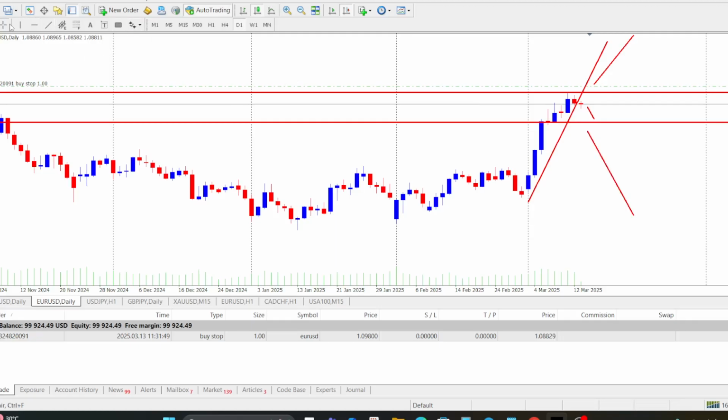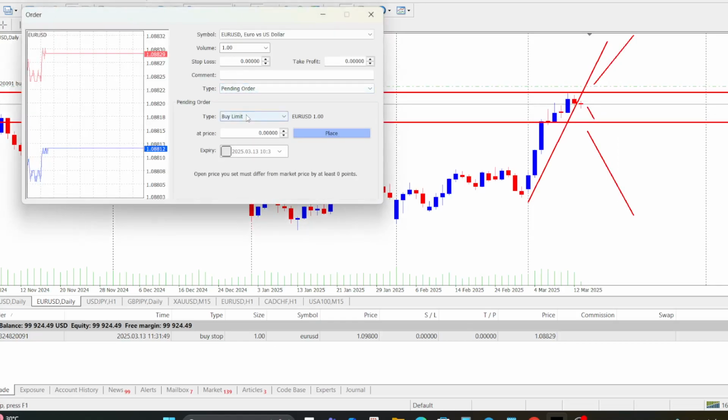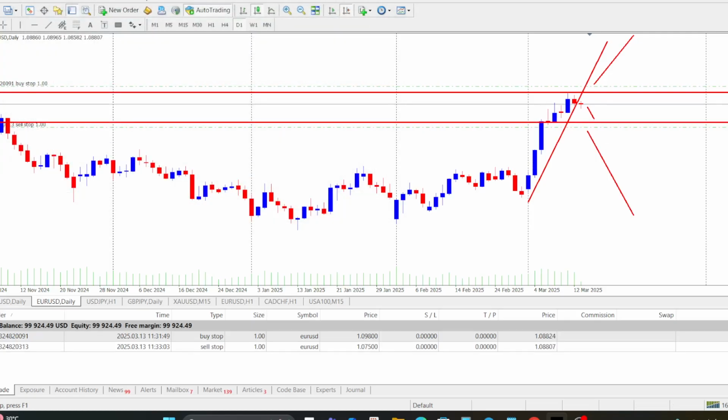So you can just set your sell stop. It must be below current price. Let's say around 1.075. So it means that if price gets to that level, your order is going to get triggered automatically.